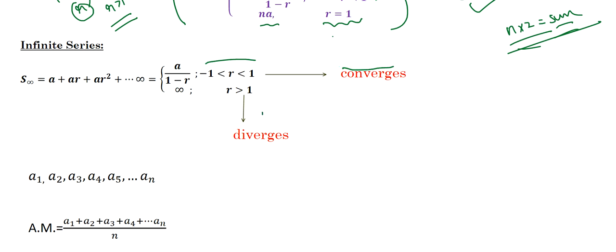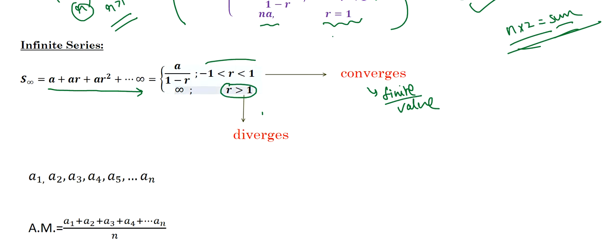What is meant by converge and what is meant by diverge? Converge means I will get some finite value, not necessarily positive. If I add all of these, I will get some finite value. Diverge means if I add all of these, I will get only infinity as my value. So if r is greater than 1, it's going to be infinity.